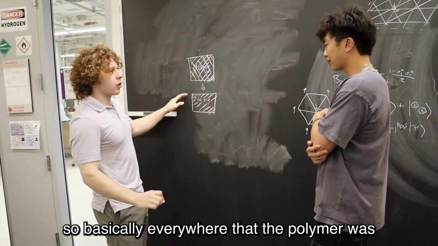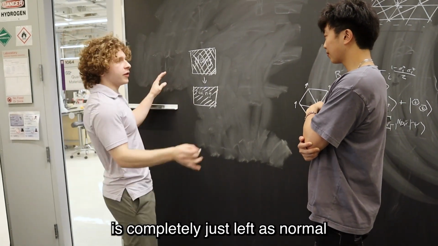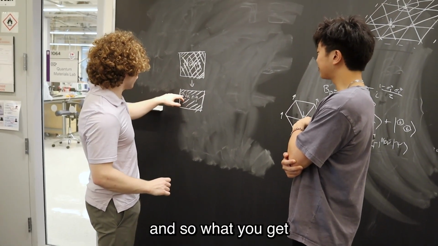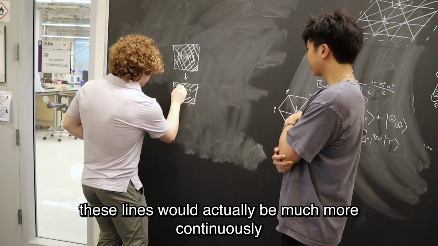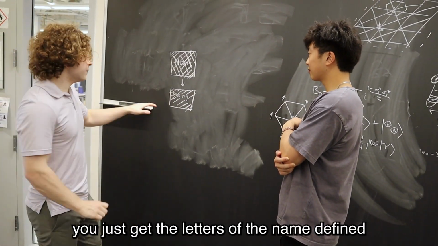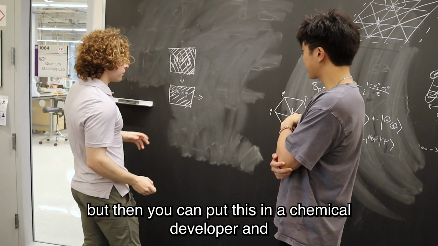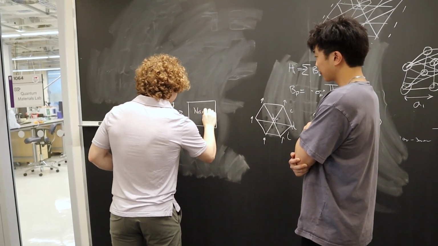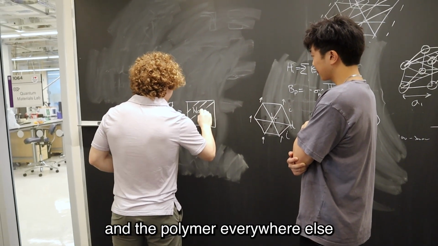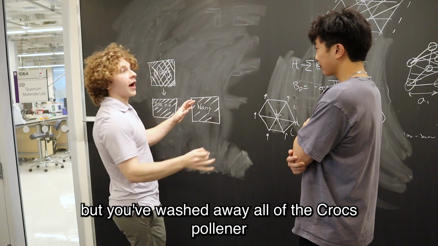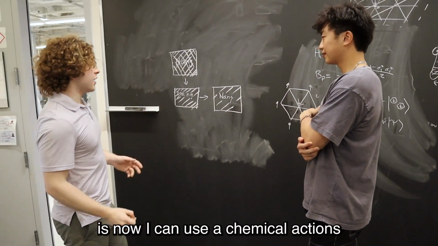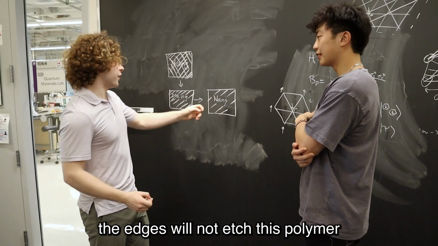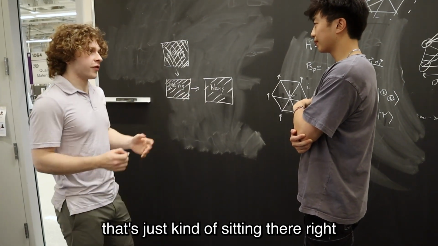Basically, everywhere that the polymer was that the electron beam didn't touch is completely just left as normal. But everywhere that the electron beam touched, you broke your polymer. And so what you get, and these lines would actually be much more continuous, is just the letters of the name defined. But then you can put this in a chemical developer, and what you get is just Nang in polymer, and the polymer everywhere else, but you've washed away all of the cracked polymer. And so what I can do then is use a chemical etchant to etch the material that I exposed, right? The etchant will not etch this polymer, but it will etch the chip that's just sitting there, right? Mm-hmm.